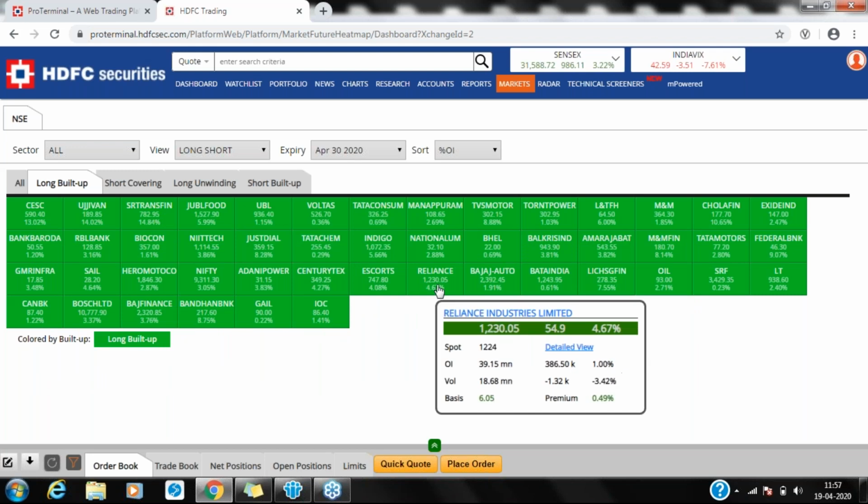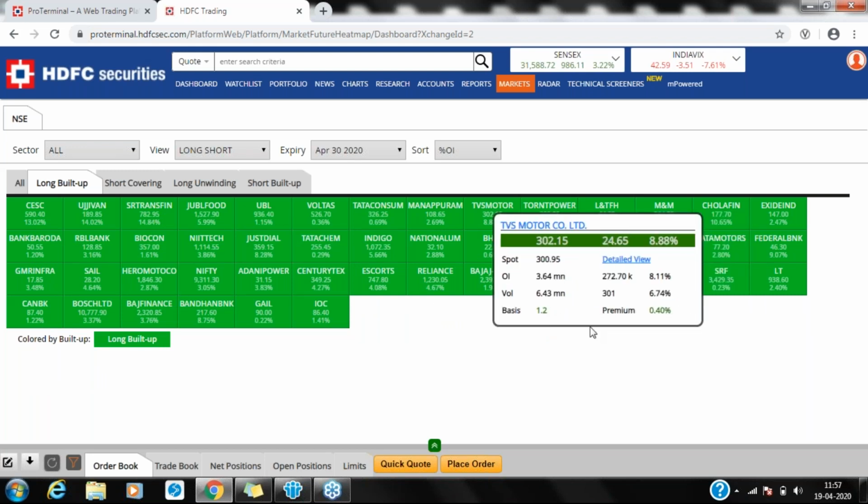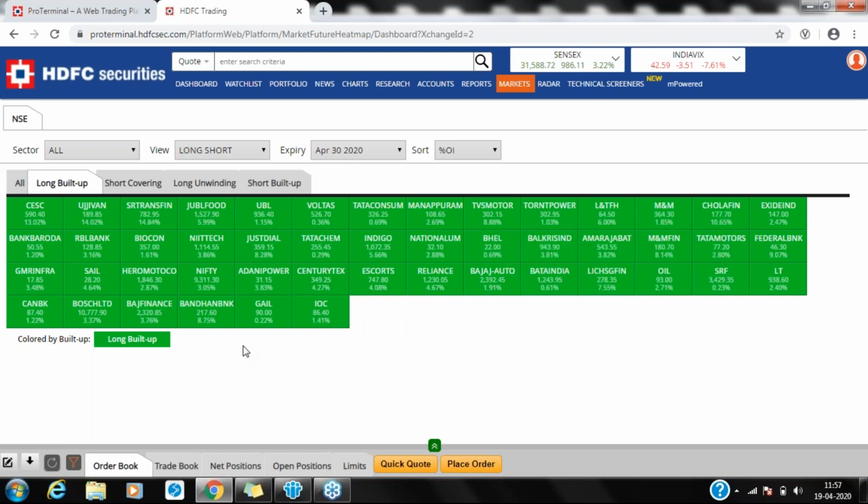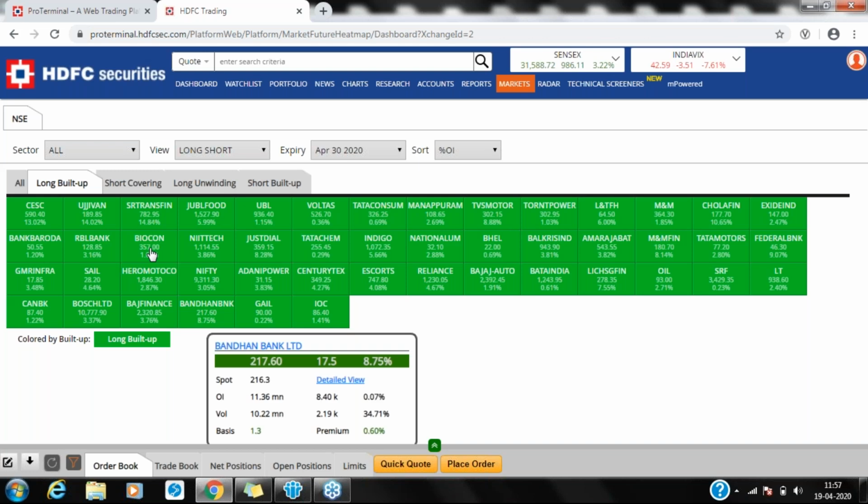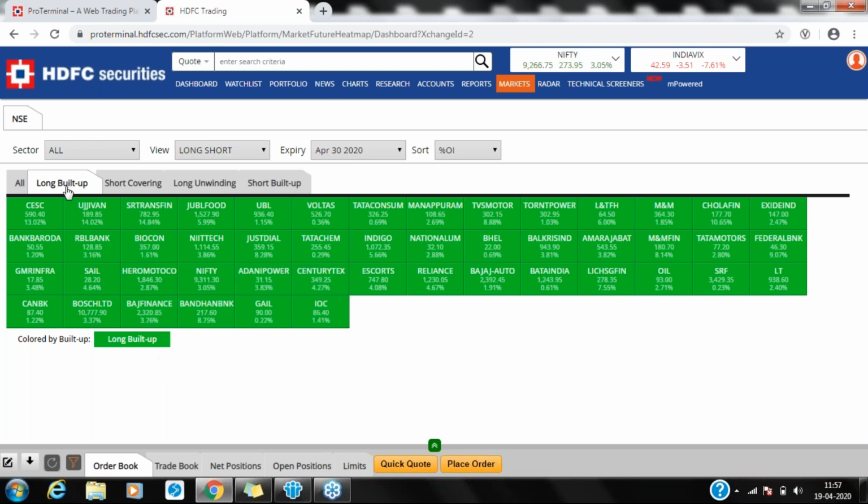Whatever your trading system or trading decision is, this might be an additional feature which you can use to make your call, make your prediction in the market. So any stock which is having a long build up will help you; if you already have a bullish view in one of those stocks, you can definitely enter and make profit.